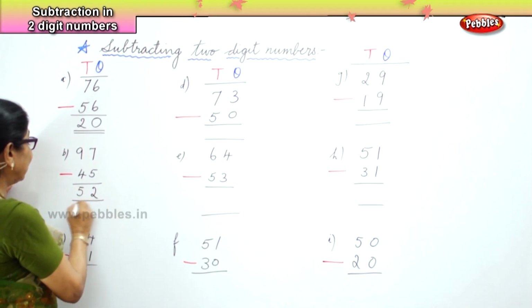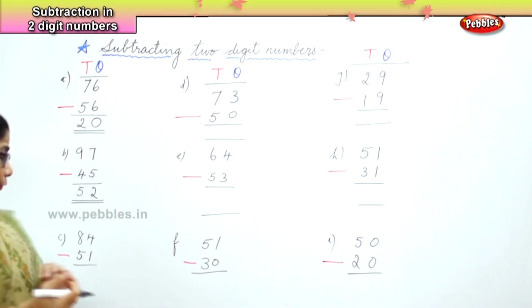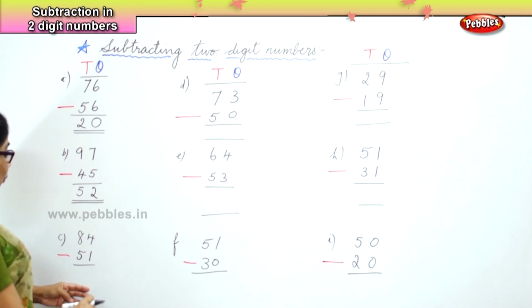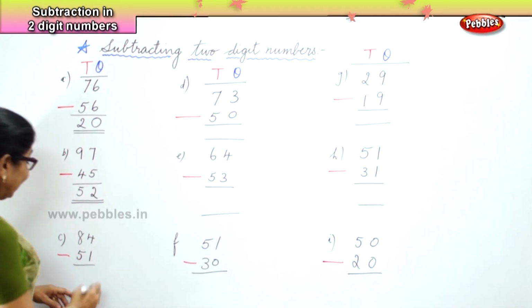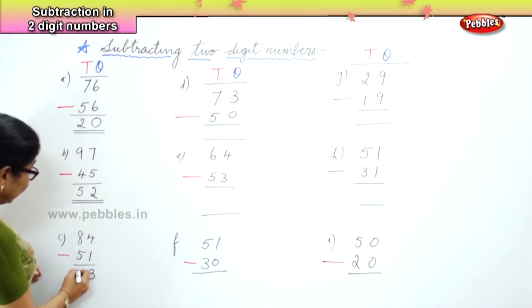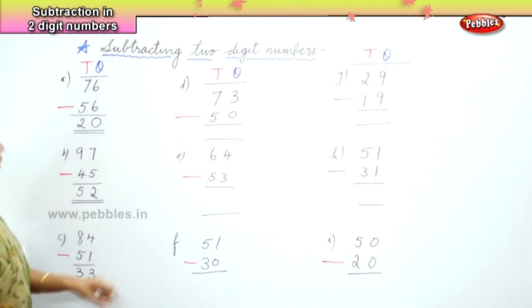So that is how we go on. Okay, and the third sum, 84 minus 51. Okay, the ones place you have 4 and 1. 4 take away 1 is 3. 8 take away 5 is also 3. Okay, now we go to the next sum.